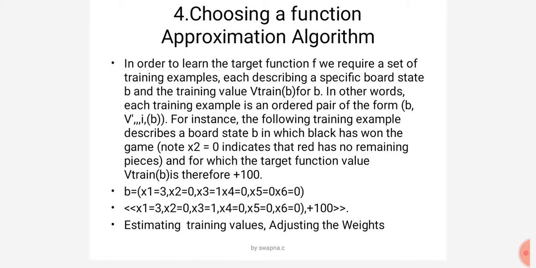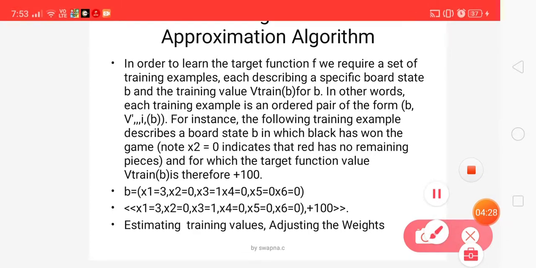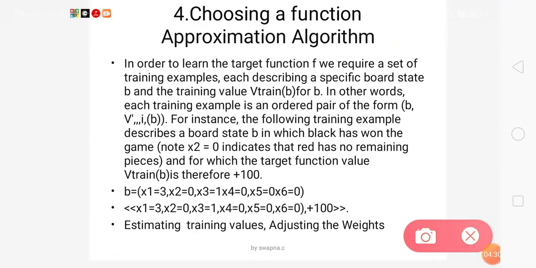So see, in this example, we are taking a game in which the black pieces player won the game, and that is the final state. So b is the final state, and black pieces won the game. That's why it is represented with plus 100, won the game, plus 100. So the target function value is 100, and here we are representing the x1, x2, x3 values.